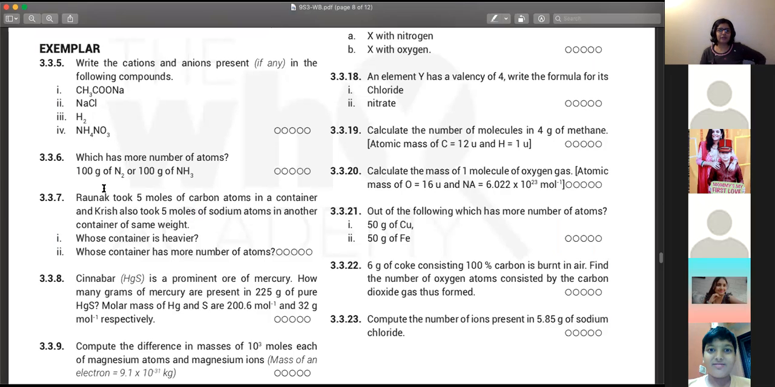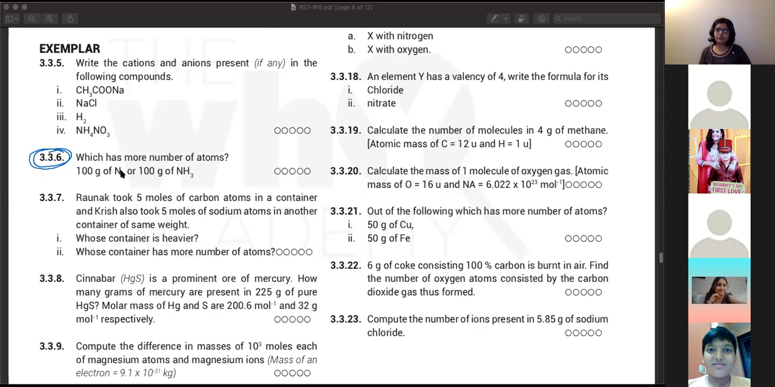Okay. So I won't be discussing 3.3.6 because we had done a similar kind of problem before. Which one has more number of atoms? It's a similar problem, not the same. There is a small twist in this. So do this on your own and send your answer. Which has more number of atoms, 100 grams of N2 or 100 grams of NH3? Nitrogen or ammonia? It's 4:21 now, right? Because you have to calculate for both, finish it up by 4:25, 4:26.